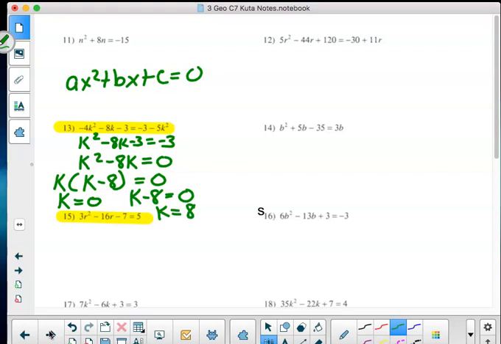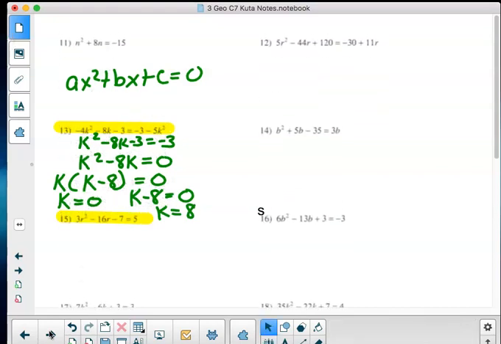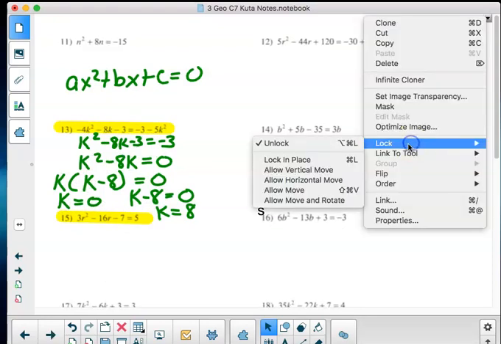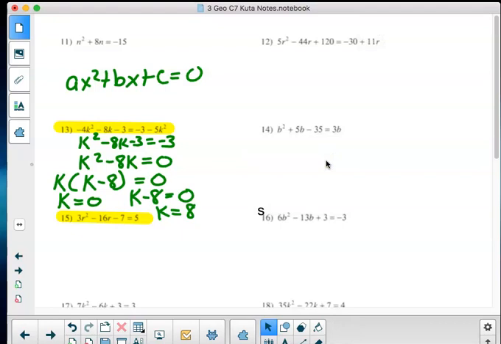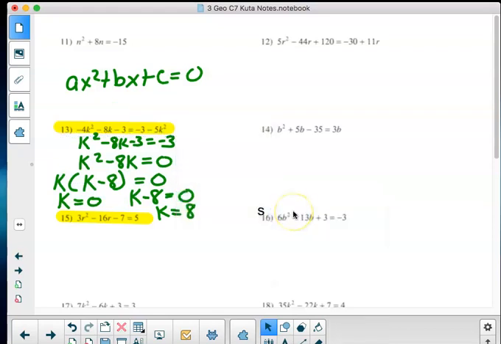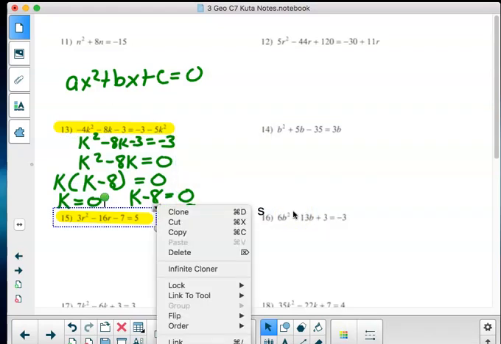So my answer here, as we get this going, let's lock that in place. Okay, my answer here, as we work with this, we'll lock that in place too, and this as well.